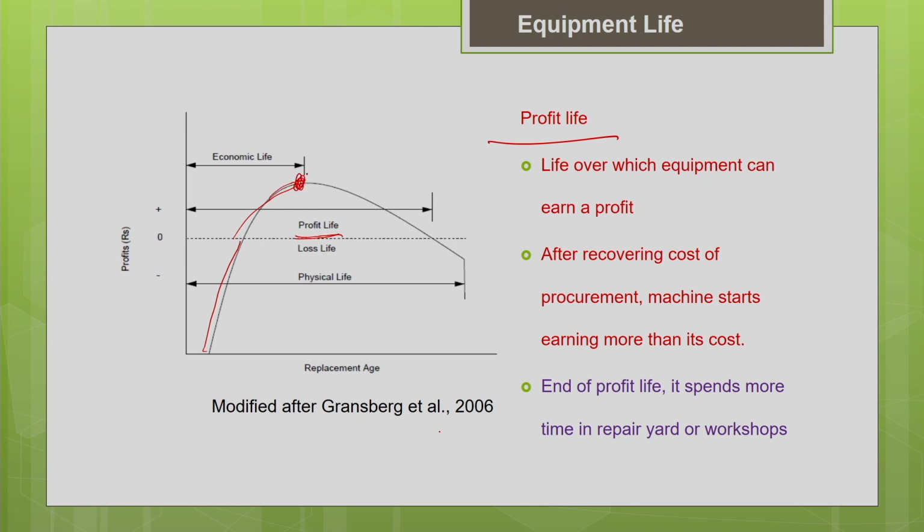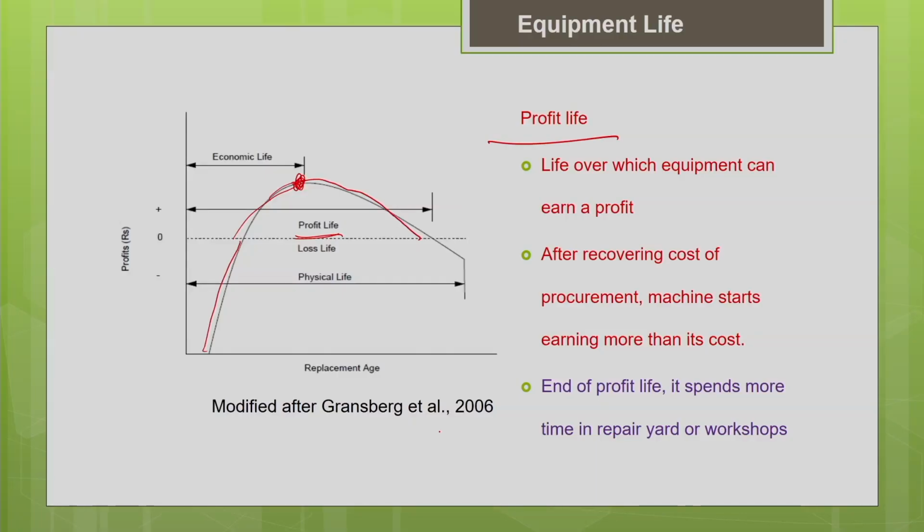Now it reaches the maximum profit. After that, what happens? The profit starts reducing. Why does the profit start reducing? Because as the age of the equipment increases, it is subjected to more wear and tear. So its productivity will start reducing, and its repair and maintenance cost will start increasing. Most of the time it will be spending in the repair yard. So you can see that its profit will start reducing. And finally, at the end of the profit life, it will start entering into the loss zone.